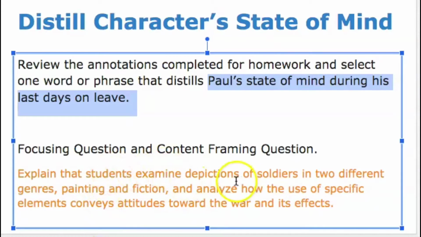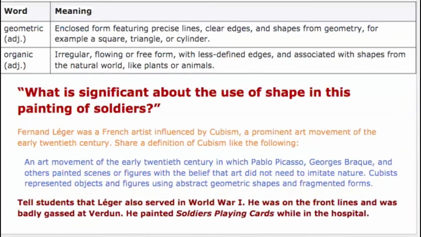I want you to understand that when you examine depictions of soldiers in two different genres, such as painting and fiction, and you analyze how they use specific elements, you understand how people feel about war and how it affected them. So, add these words to your vocabulary journal.